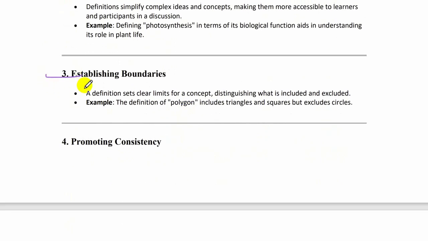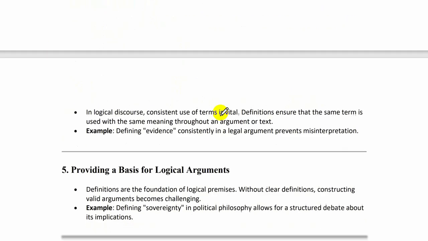Establishing boundaries, excluding and including, all that it is not and all that it is. A definition sets clear limits for a concept, distinguishing what is included and what is excluded. The definition of a polygon includes triangles and squares but excludes circles. So it includes and excludes.